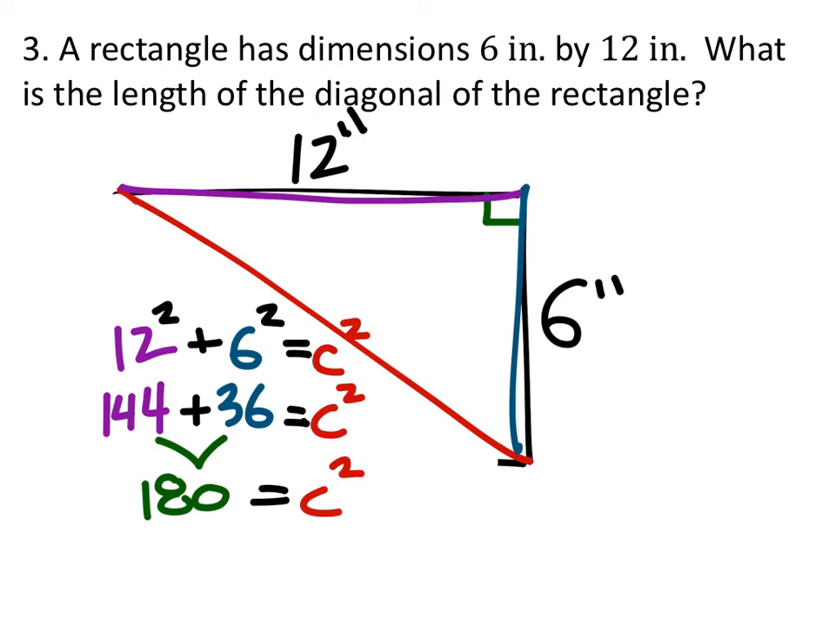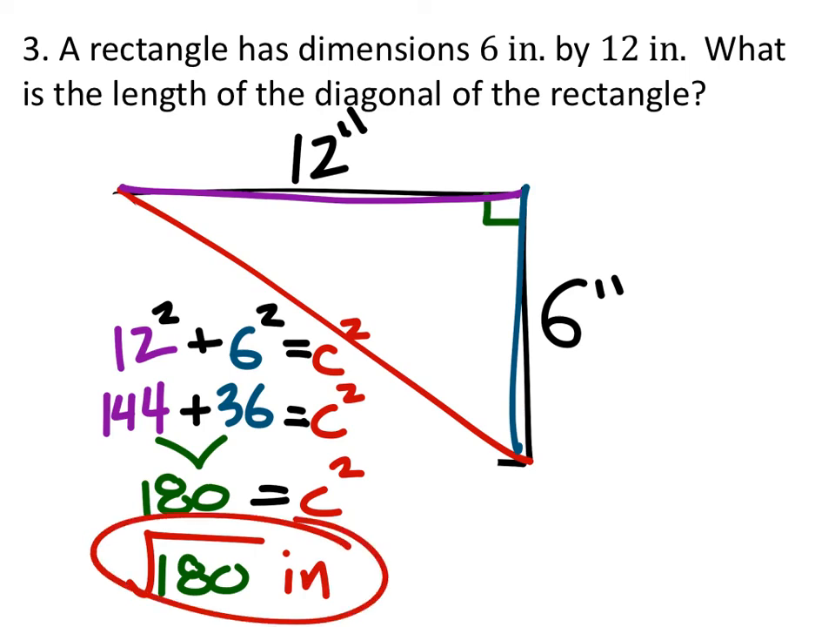180 is not a perfect square, so when I want that hypotenuse, or the diagonal of the rectangle we had drawn, I'm just going to take that area of the square and square root it. But once again, we should realize that this one is in inches, so we need to label it in inches. Square root of 180 inches.